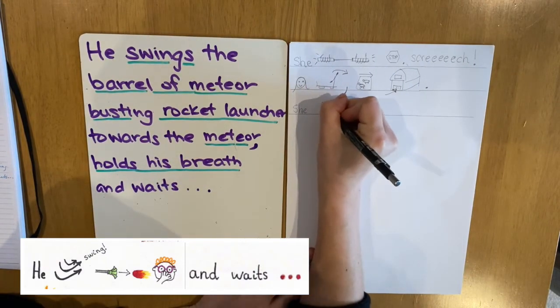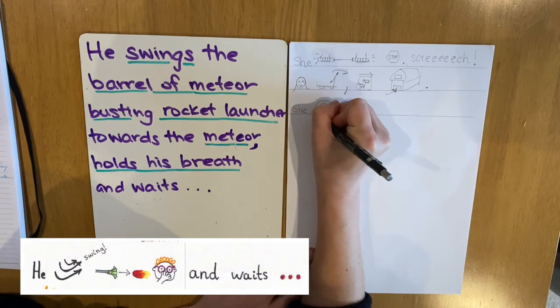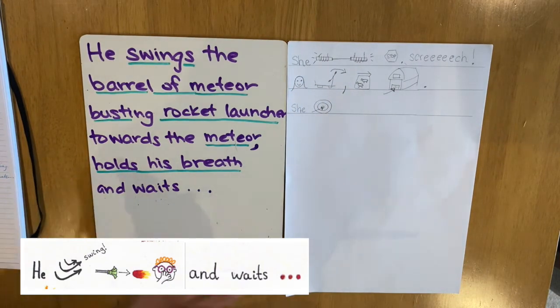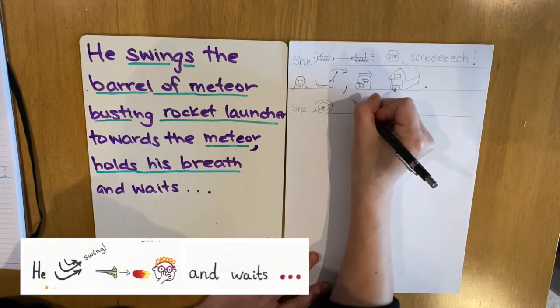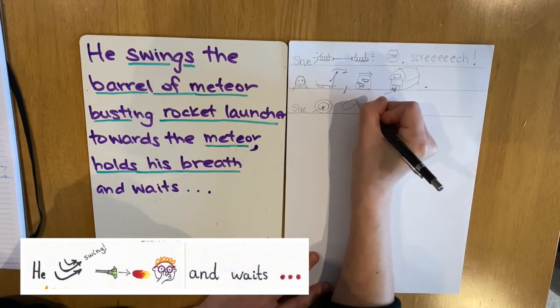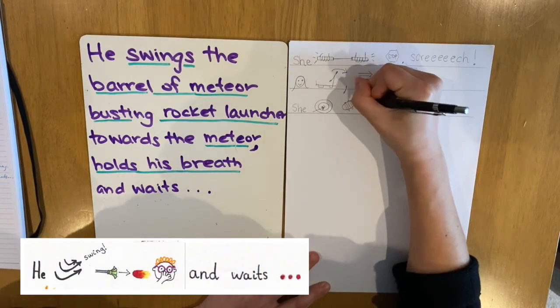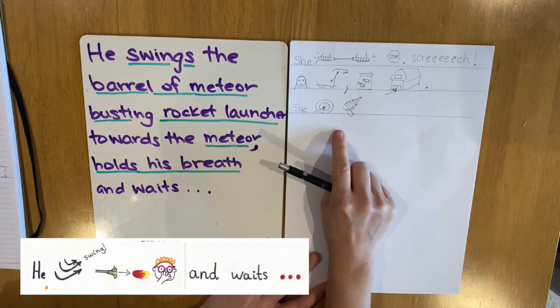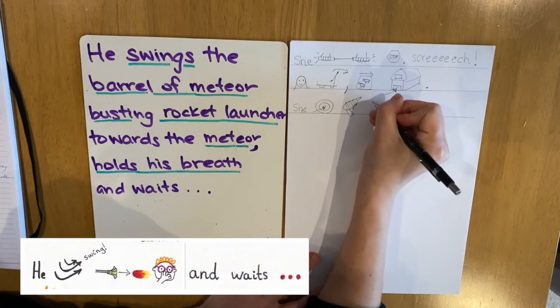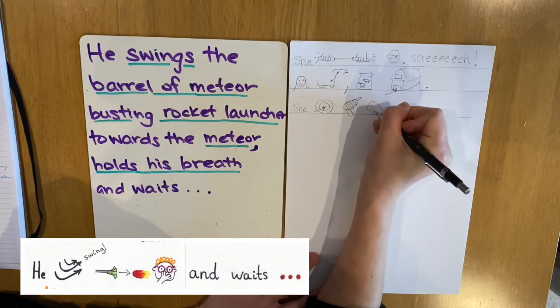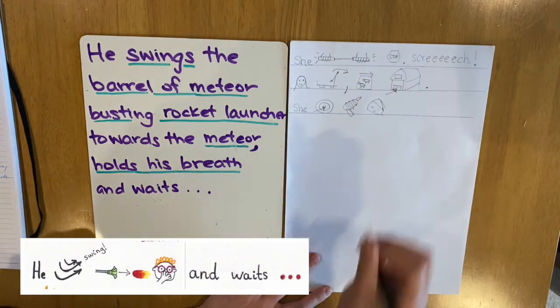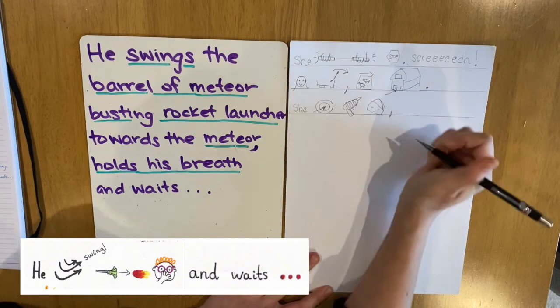She aims, and for aims, I'm going to draw a picture of a dartboard with an arrow in it. She aims the cheese melting heat ray. I'm going to draw the same picture of the heat ray from before. She aims the cheese melting heat ray at the wedge. Oops. At the wedge, comma, closes her eyes.